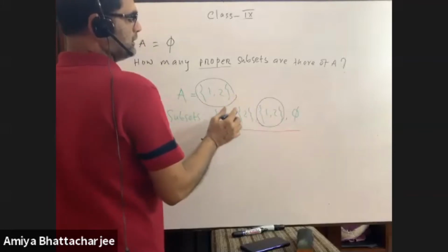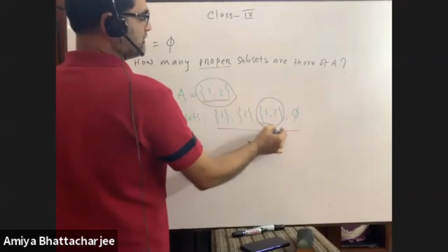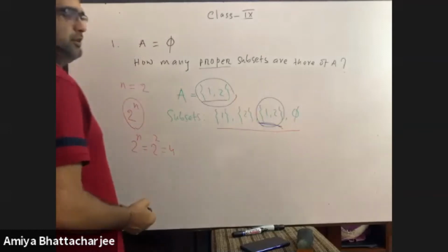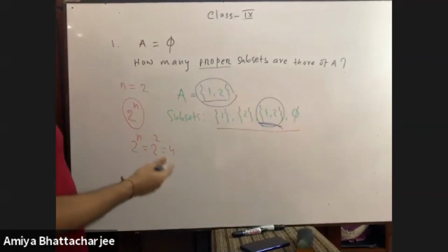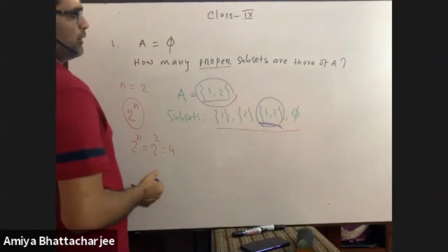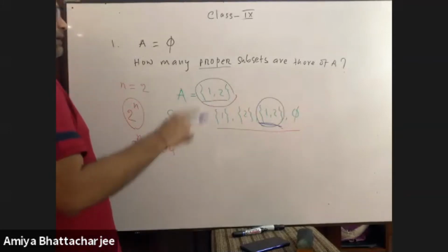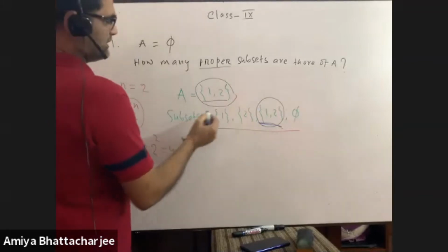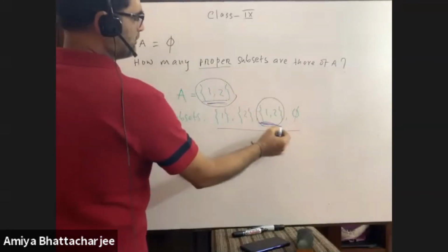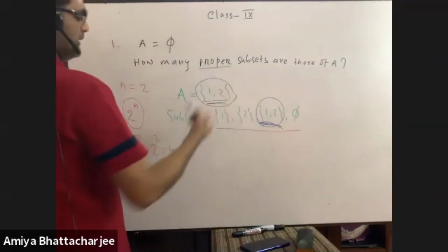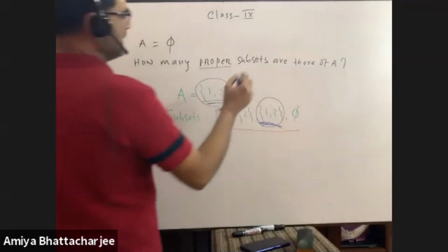Okay, these are not proper subsets. In every set, we will always get the same set as one of its subsets. So this will be omitted. So for the proper subset formula, you write down what the formula is.